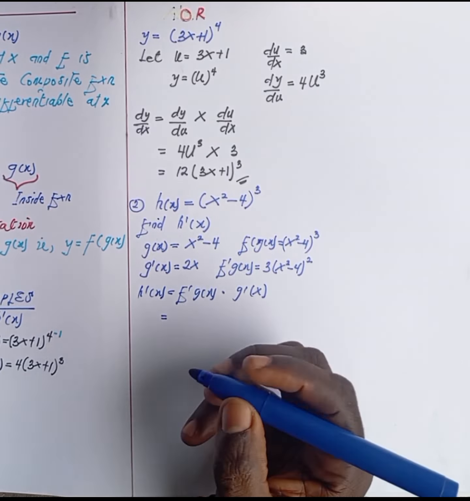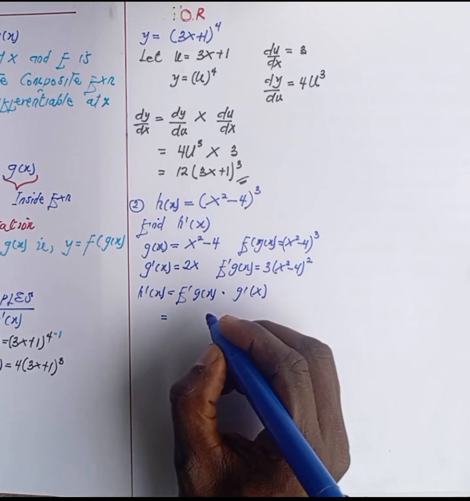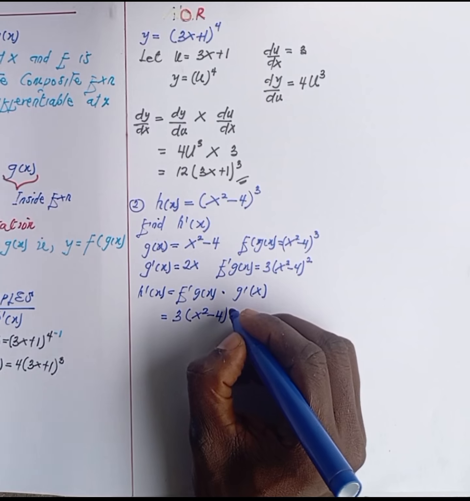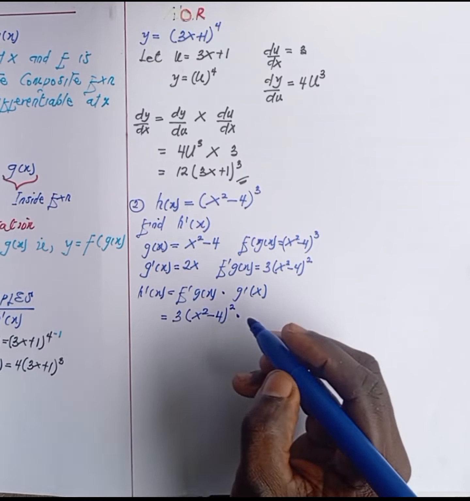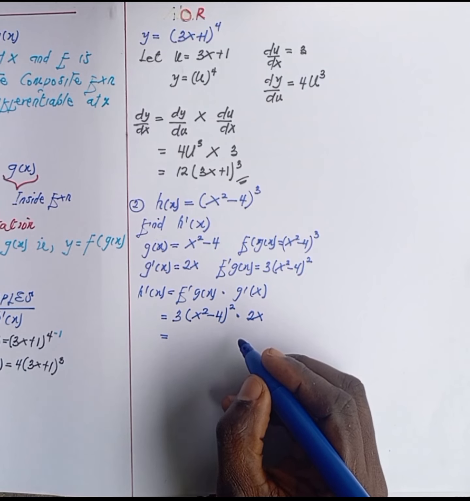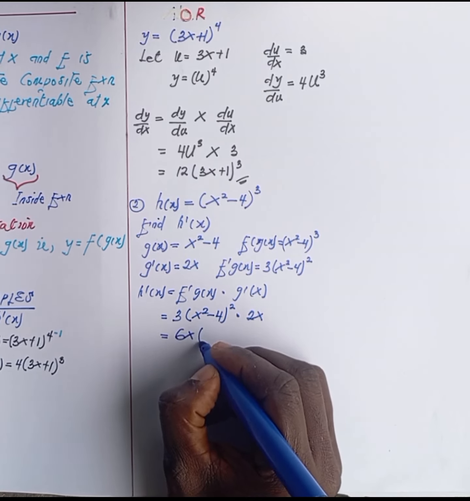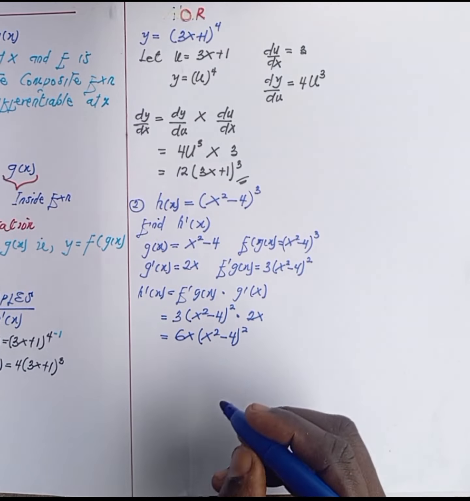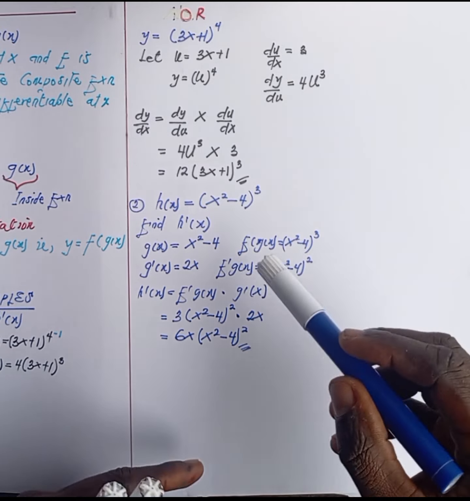So when we do the substitution, our f prime at g at x is giving us this very part. So we have 3 times x squared minus 4 raised to the power 2, multiplying g prime at x, and g prime at x is 2x. So let's see if you can expand. 2x times 3 will give us 6x. And then we have x squared minus 4 raised to the power 2. We can leave our answer in this very form. So this is the derivative of this function.